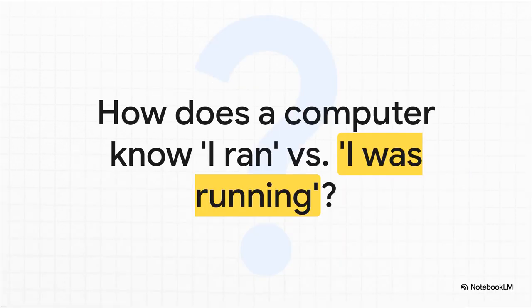All right, let's just jump right in with a little puzzle. Think about this. How does a computer actually get the difference between "I ran" and "I was running"? One's done, finished. The other, it was happening, right? For you and me, that's instinct. It's totally intuitive. But for a machine, that's a huge, huge logical problem. And that's exactly the kind of thing we're going to crack open today.